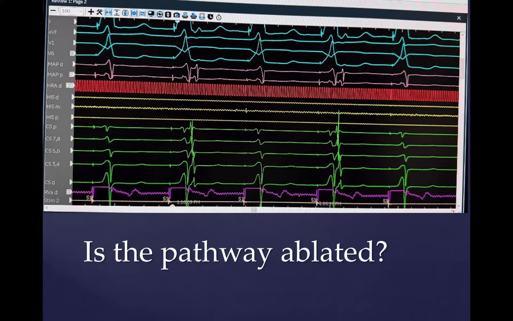I will tell you that you're right, that when I'm about to do a right-sided pathway, I am always more nervous about that case than left-sided. Why do you think that is? I guess since you have the coronary sinus, it's perhaps easier to access those areas.